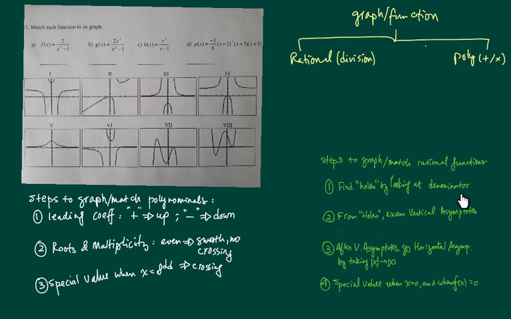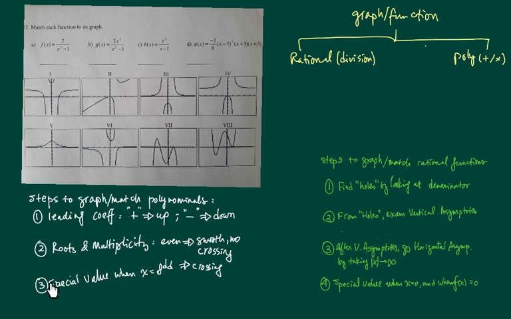With a rational one, since it's a division, you look at the denominator, find the holes, and from the holes look at the vertical asymptote behavior. Then you look at the horizontal asymptote behavior, and then the special value, which I covered in the last 3 videos. Now, this particular one is a polynomial, so we won't have any denominator. That's a big telltale. We're going to move on to the polynomial side.